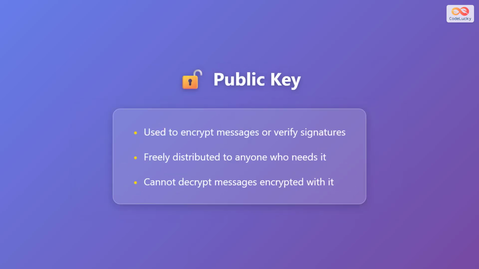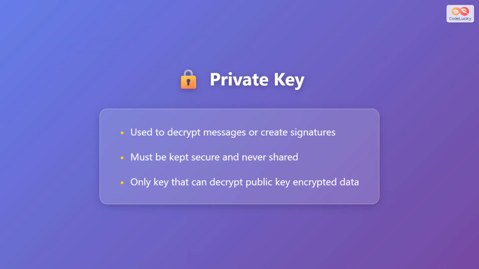The public key serves important functions. It is used to encrypt messages or verify digital signatures. Anyone can access and use your public key. However, it cannot decrypt messages that were encrypted with it. Only the corresponding private key can do that.